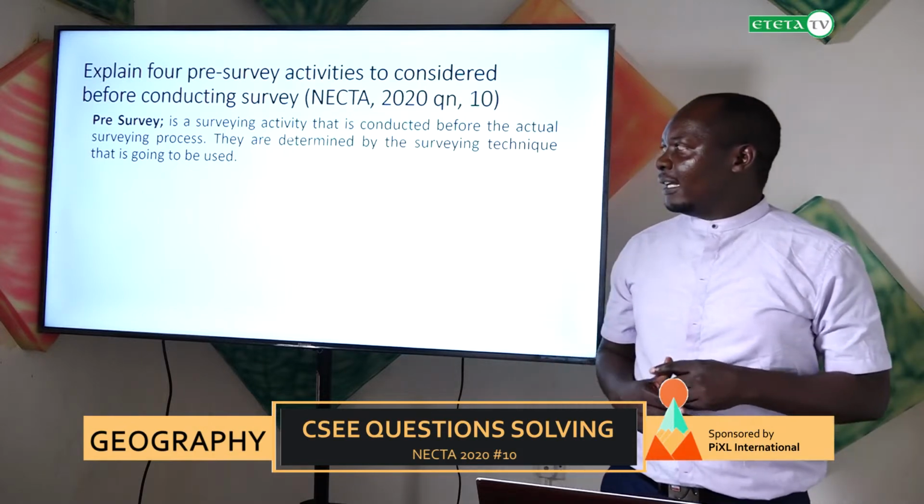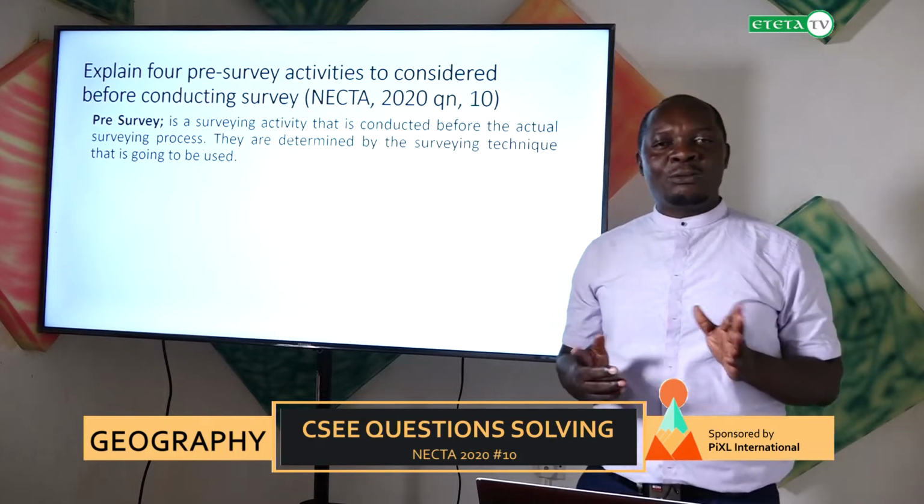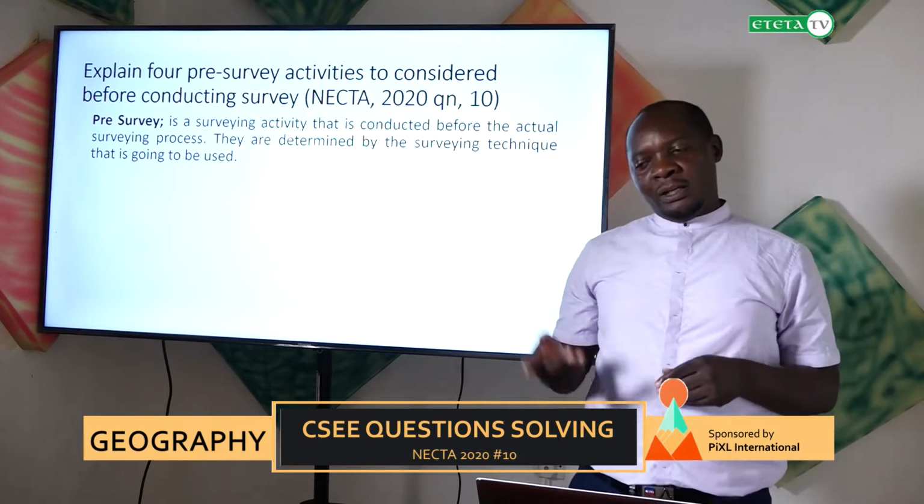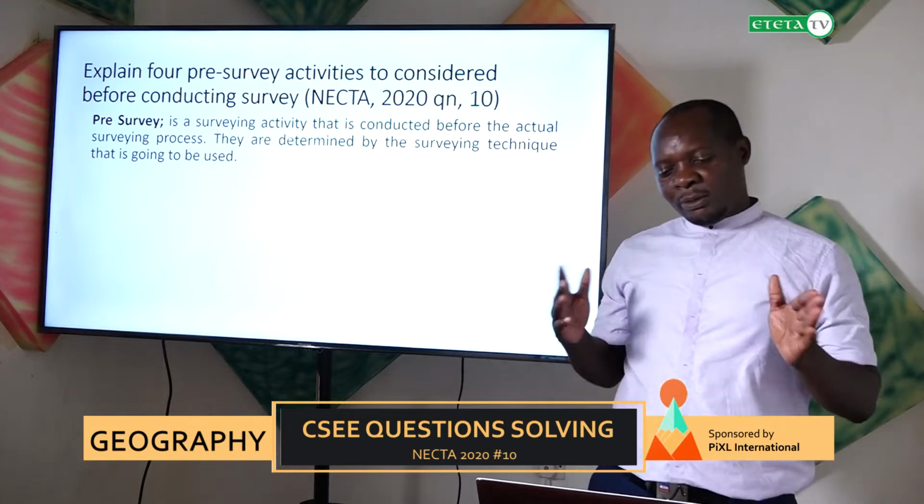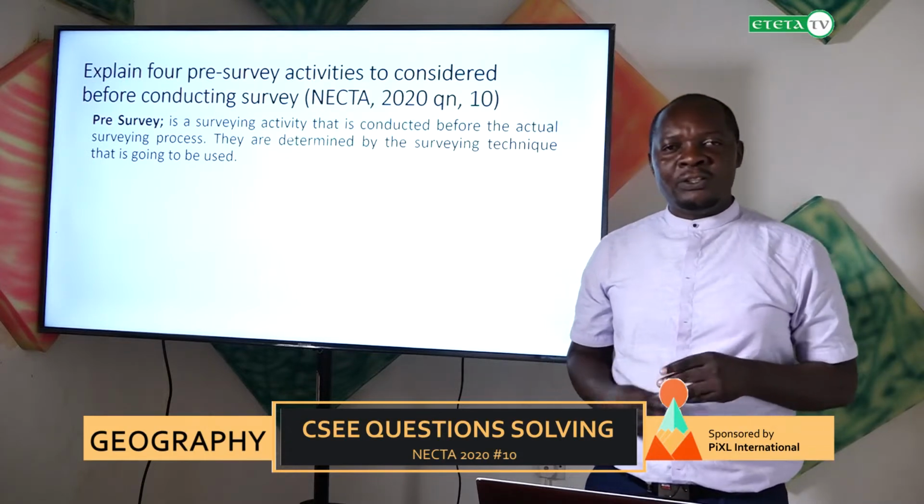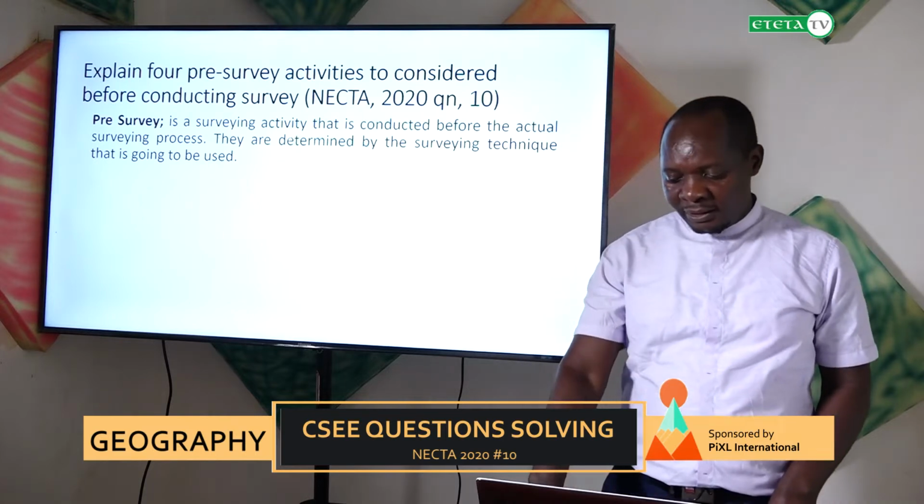Now basically they are determined by the surveying technique that is going to be applied, as I said, whether it is plane table survey, chain survey, or prismatic compass. So a pre-survey activity is determined by the technique that is going to be used.